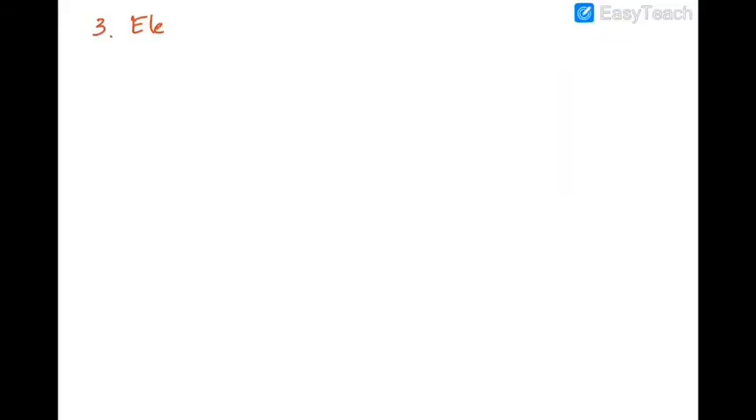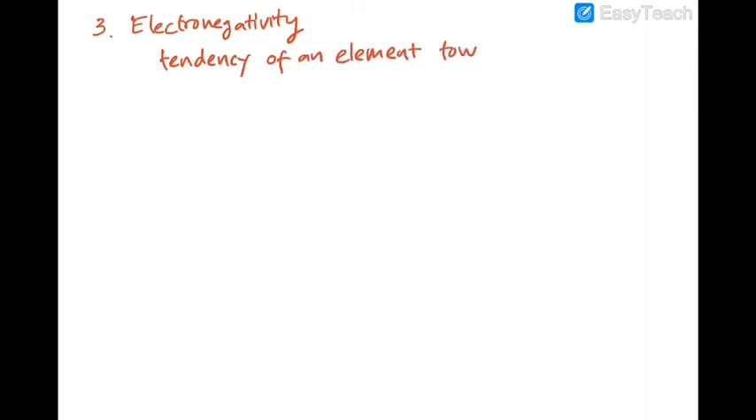Okay. Now on to the third parameter, that is electronegativity. Electronegativity represents the tendency of an element towards electrons. And across the periodic table, it becomes higher from the left side to the right side. And down the groups, it becomes higher from the bottom part to the upper part, or the top part.